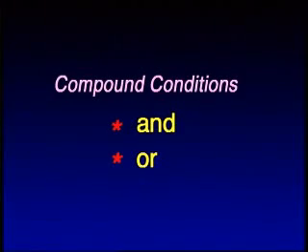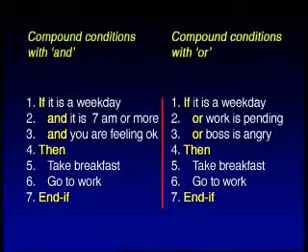Now let us look at compound conditions with and, or. As we know, normally in our daily lives we do not give instructions with only one and or one or. For instance, let us look at this algorithm. If it is a weekday and it is 7 a.m. or more and you are feeling okay, then take breakfast, go to work and end if. So we are putting two conditions here. Please note that only if both the conditions are fulfilled, then you are executing certain actions.